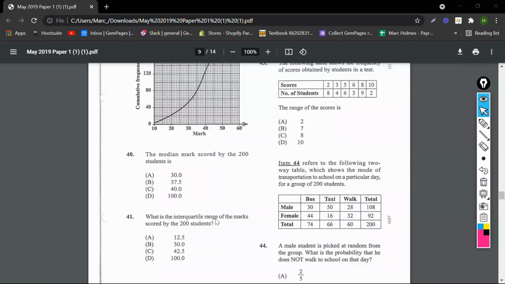It says here, what is the interquartile range of the marks scored by the 200 students? All right, so this is a porridge now. This one is kind of harder to eat. Number 41, it's not so easy. So let's talk about it.